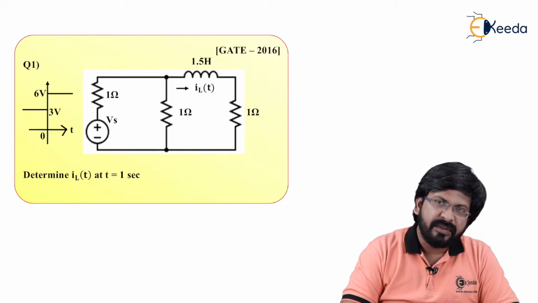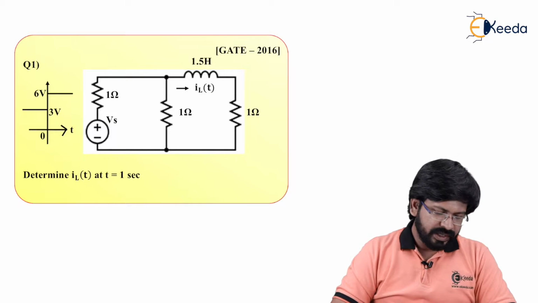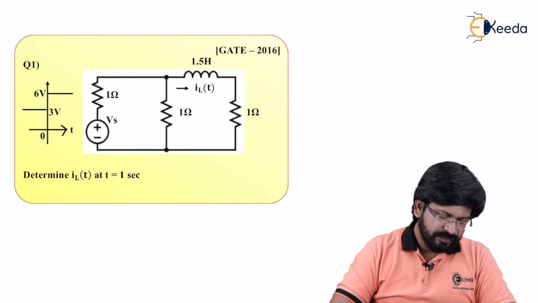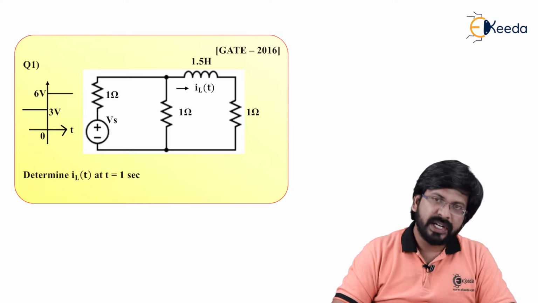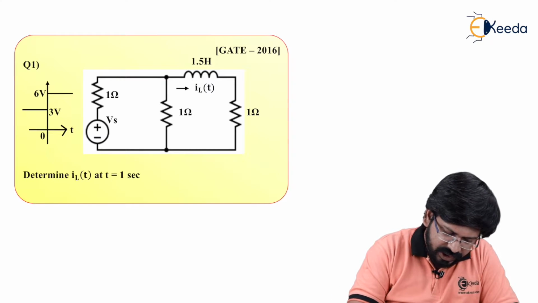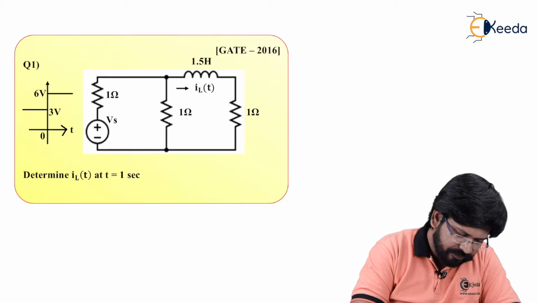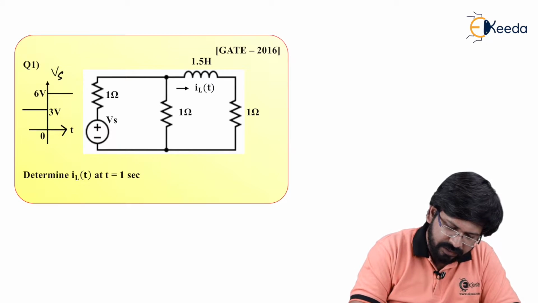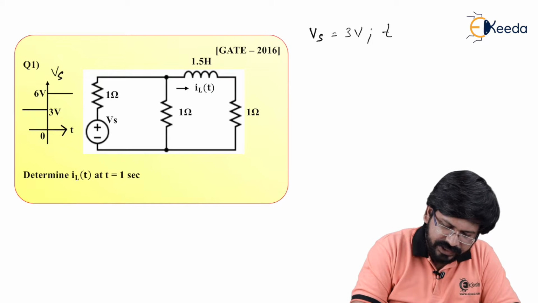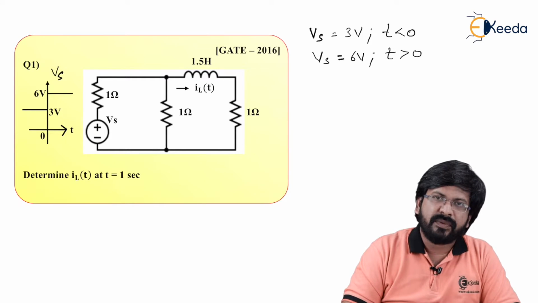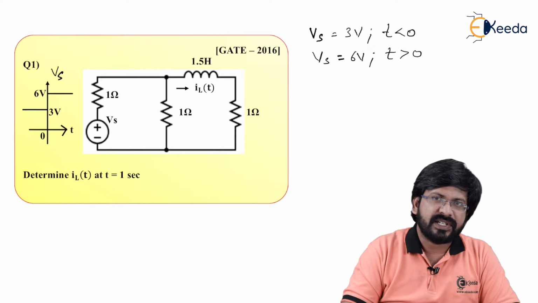See the supply voltage given. As you can see, your Vs supply is 3 volt for t less than 0 and for t greater than 0 it is 6 volt. So I can just note it down. This Vs supply with respect to time is given. So Vs is simply 3 volt for t less than 0 and Vs is 6 volt for t greater than 0. It means even in this problem, like previous problems you must have seen, there was no switch, right? But still your supply will act as if it is a switch here.